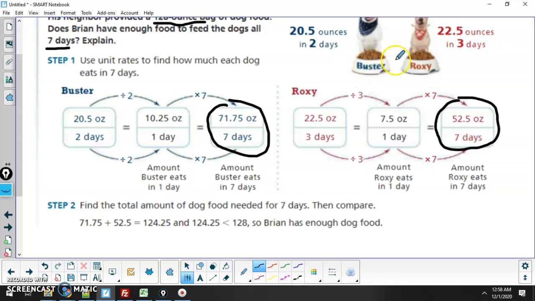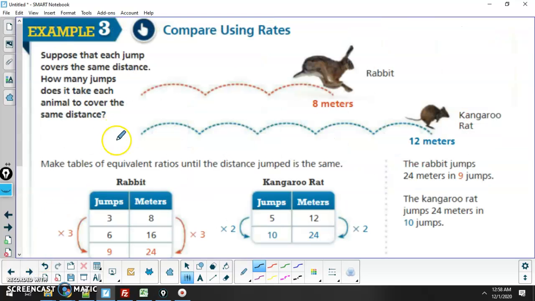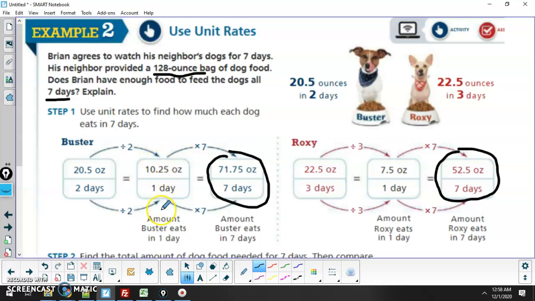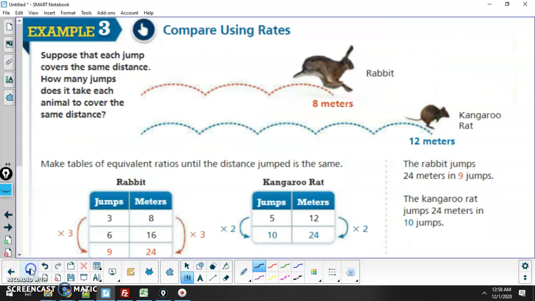As long as you measure correctly when you're pouring it out each day, then you should be all right. So basically, in that problem, you want to find the unit rate and then multiply it to use it for a whole week there. Okay.